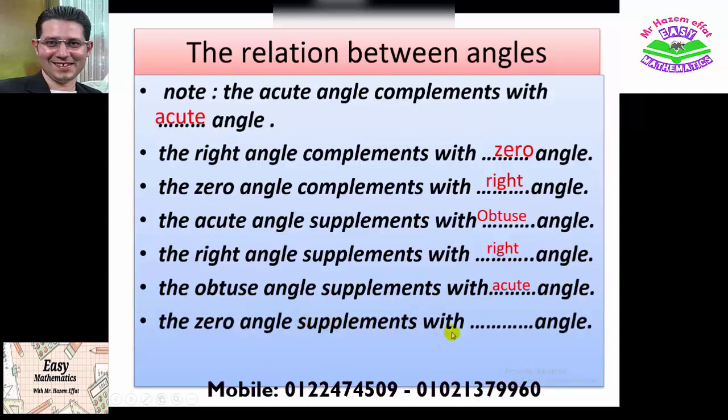Zero angle supplements with what angle? If we subtract 0 from 180, it will be 180. What is the type of angle of measure 180 degrees? Yes, it will be a straight angle. Zero angle supplements with a straight angle.